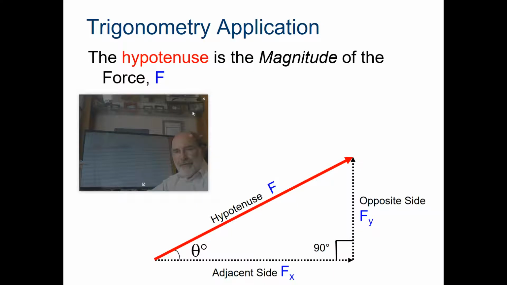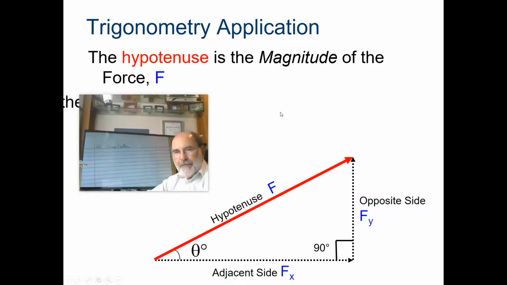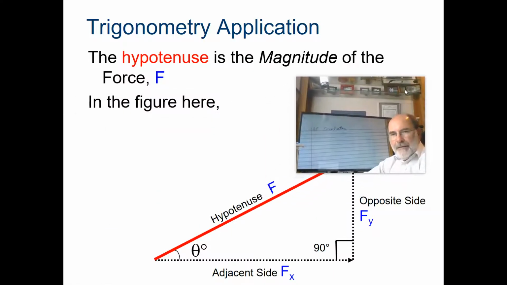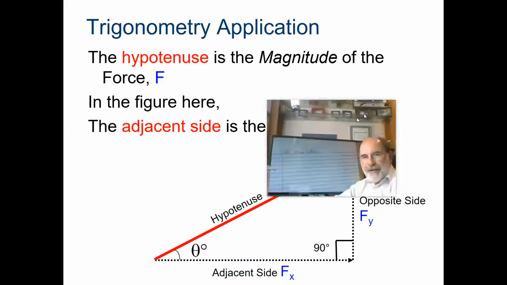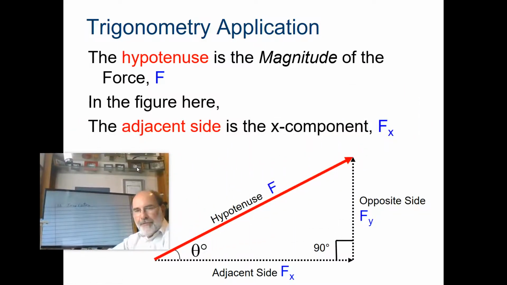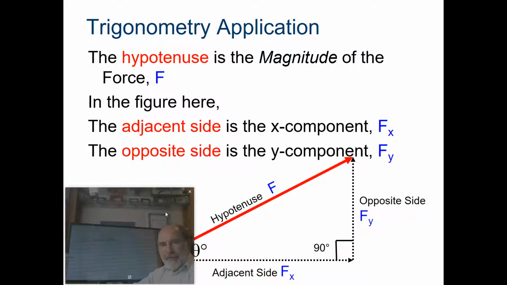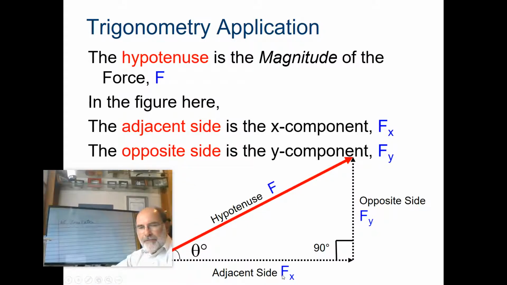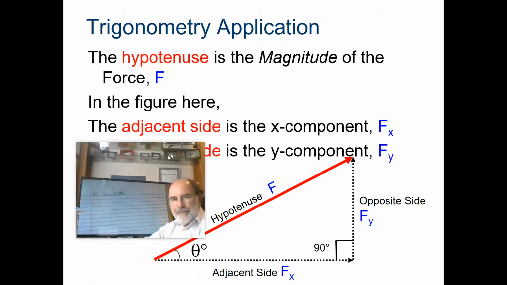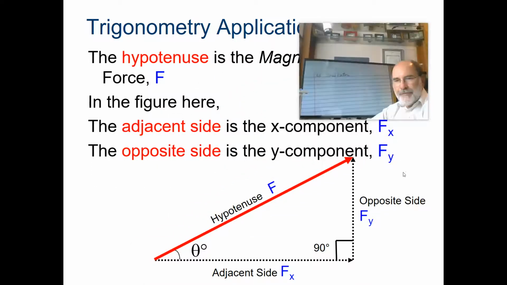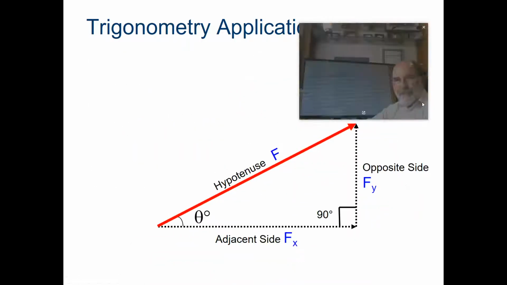Hypotenuse is the magnitude of the force. And in this figure, it says the adjacent side is the x component of the force, and the opposite side is the y component of the force. So I often refer to the theta and the phi, but that's particularly for the applied force. All right, so now what?